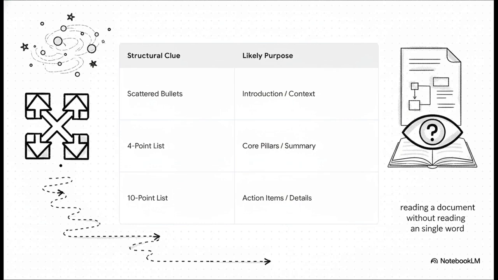And so here it is, the big reveal. The scattered bullets, they set the stage. That 4-point list delivered the core message, the executive summary. And the 10-point list laid out the detailed action plan. When you put it all together, what you're looking at is the classic skeleton of a strategic plan or a research report or maybe a project proposal. We literally just understood an entire document without reading a single word.